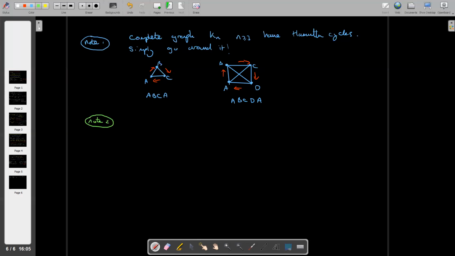Okay. Right, so note number 2 is that adding an edge to a graph, so you start with the graph and then add another edge, does not decrease the degree of the vertices. Let me give you an example of that. If you add an edge to a graph, it's not going to decrease the vertices' degree.